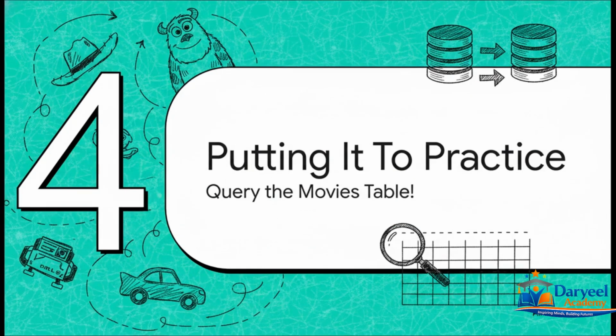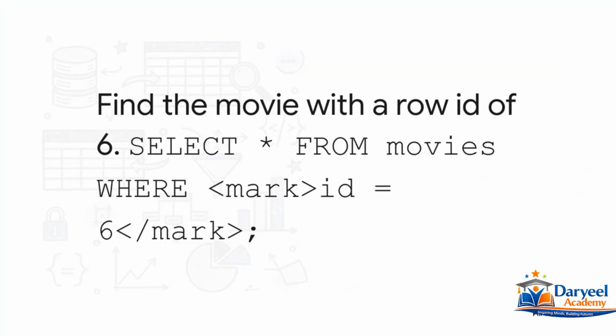All right, enough theory, right? Let's get our hands dirty and actually see how this works. We're going to play with a simple table of Pixar movies. Okay, first challenge. We need to find the movie that has an ID of exactly 6. The query is super straightforward. We SELECT *, that little asterisk just means all columns, FROM the movies table WHERE the ID column is equal to 6. Simple as that.